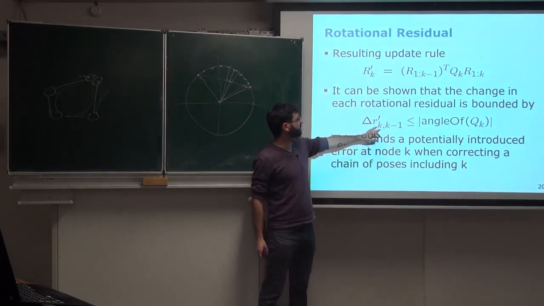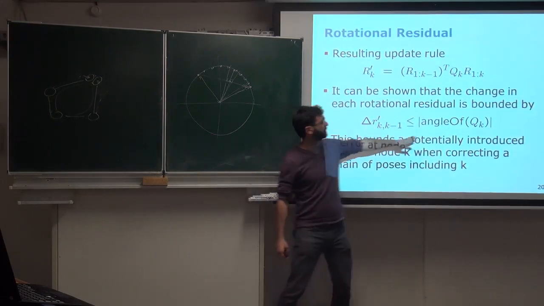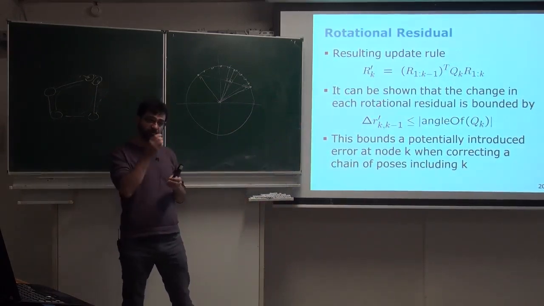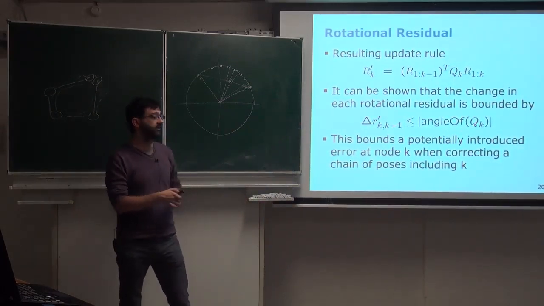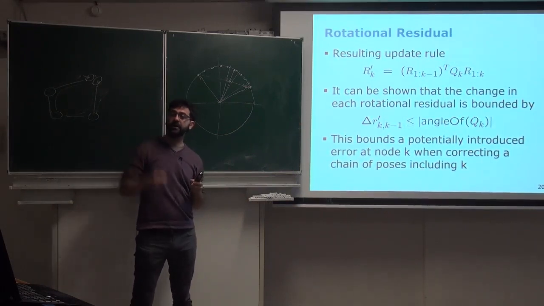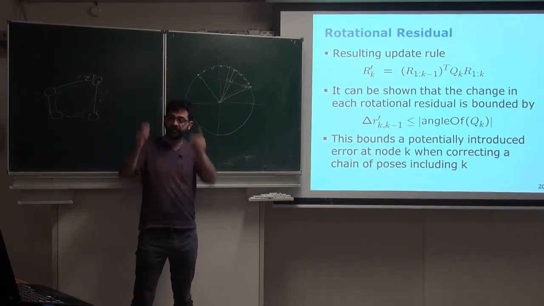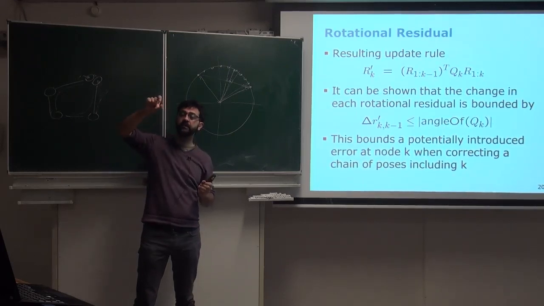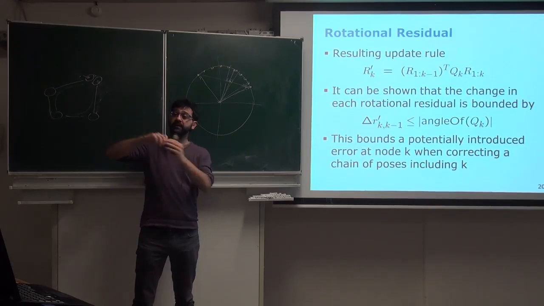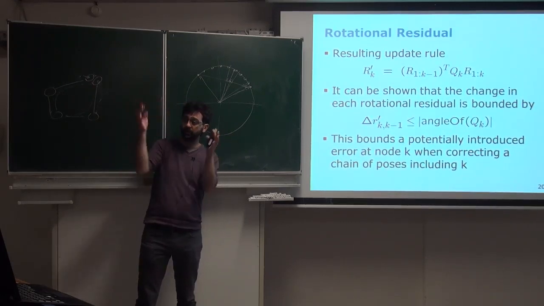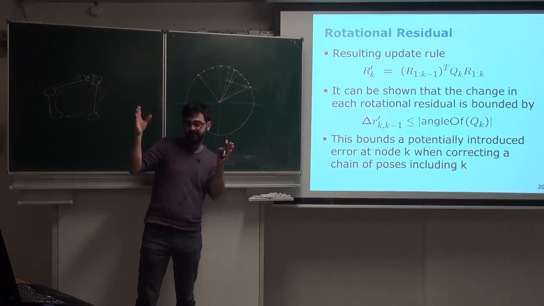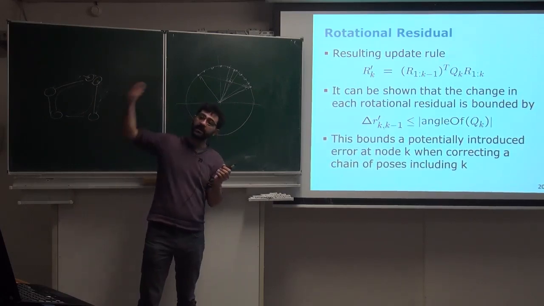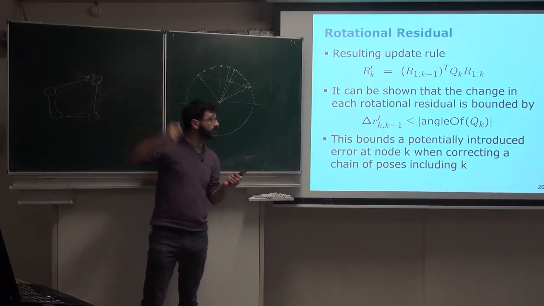So you can show that the residual is actually bounded by this. The change in rotation is always less than the angle of the incremental rotation that you do. And that's important because you're always saying we are doing an increment, we are changing something which is no more than the propagated error over the path. So we are always somehow staying in the deformation that we have from the measurement.